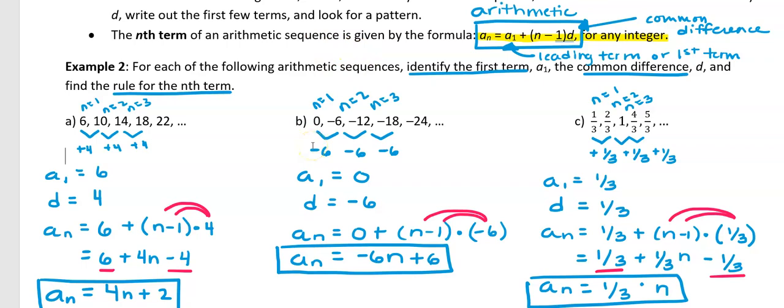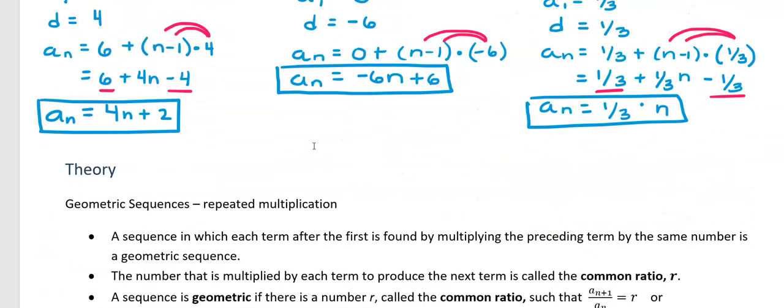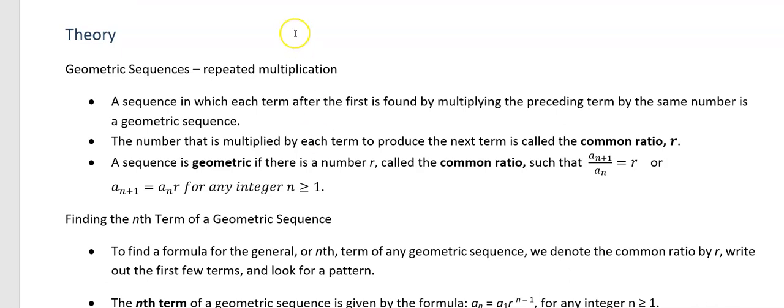Now, there are other types of sequences. The next type that we're going to look at is something called a geometric sequence. A geometric sequence is repeated multiplication. So we're going to see what we're multiplying by. So a sequence in which each term after the first term is found by multiplying the preceding term by the same number is a geometric sequence. The number that is multiplied by each term to produce the next term is called the common ratio.